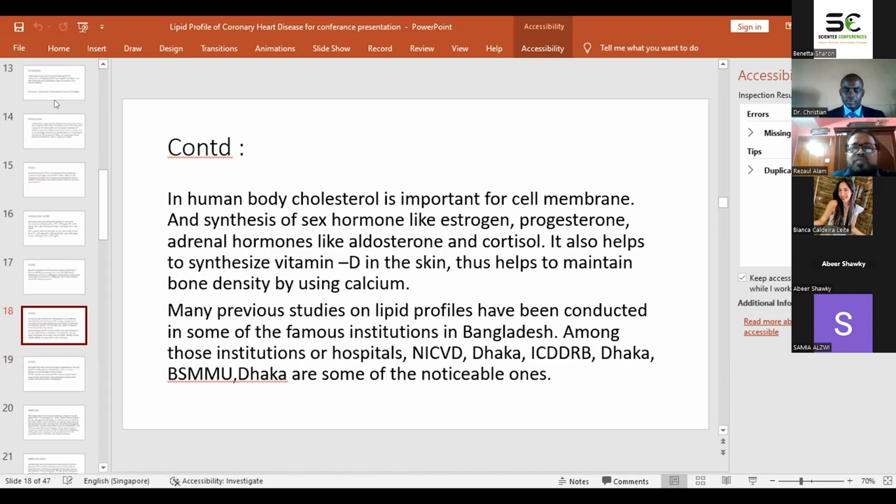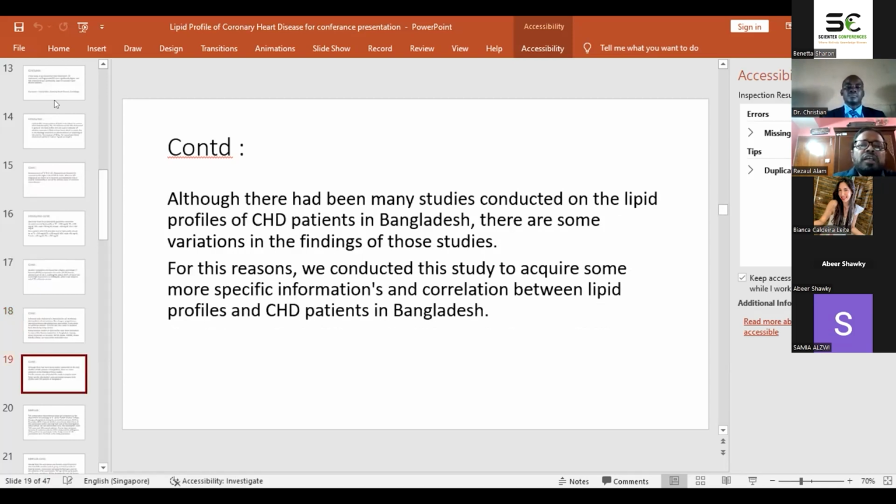Many previous studies on lipid profile have been conducted in some of the famous institutions in Bangladesh. Among those institutions or hospitals, NICVD Dhaka, ICDDRB Dhaka, M Abdur Rahim are some of the noticeable ones. Although there had been many studies conducted on lipid profile of coronary heart disease patients in Bangladesh, there are some variations in the findings of those. For this reason, we conducted this study to acquire some more specific information and correlations between lipid profiles and coronary heart disease patients in Bangladesh.